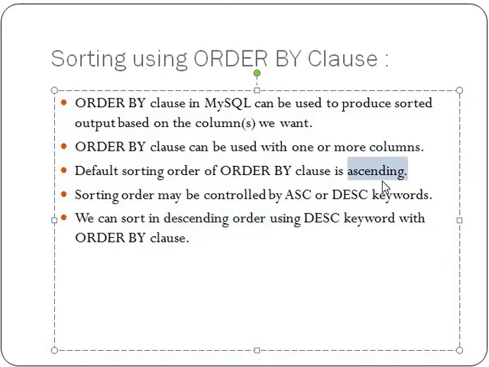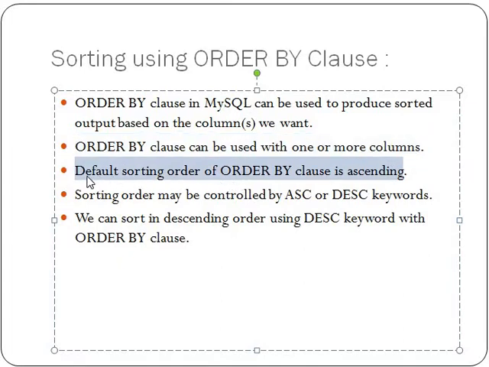Now for arranging in ascending order, I have to make use of the ASC keyword in conjunction with the order by clause. And if I want to arrange in descending order, then I have to make use of the DESC keyword in conjunction with the order by clause. Another thing to be noted is that the order by clause can be used not only with one column, it can be used with more than one column as well.